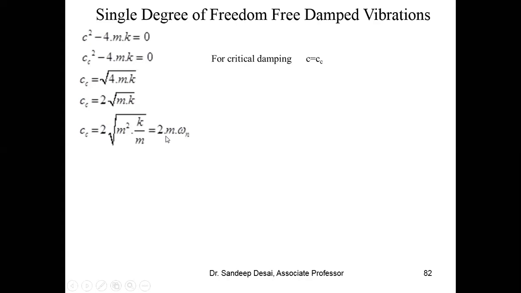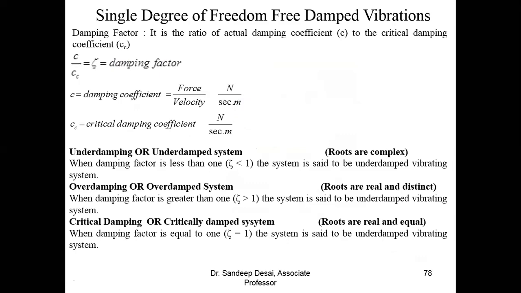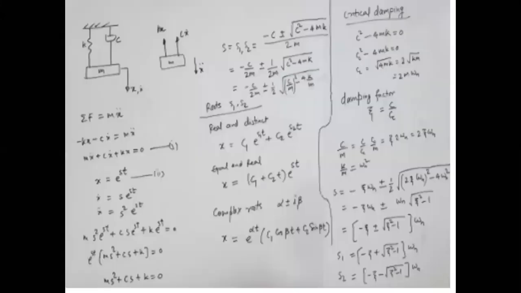Critical damping coefficient is equal to 2 times the mass of the system into the natural frequency of undamped vibrations. Right? So Cc is equal to 2m omega n. I have tried to explain on a separate slide how C is equal to Cc, and how under root km into 2 is equal to Cc, or how Cc is equal to 2 into m into omega n.